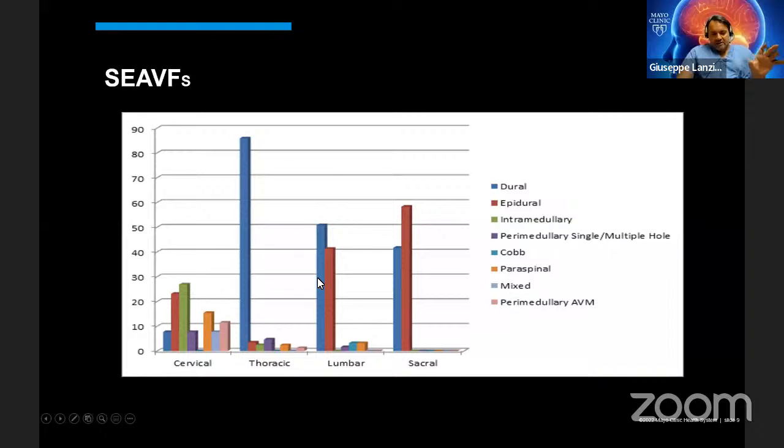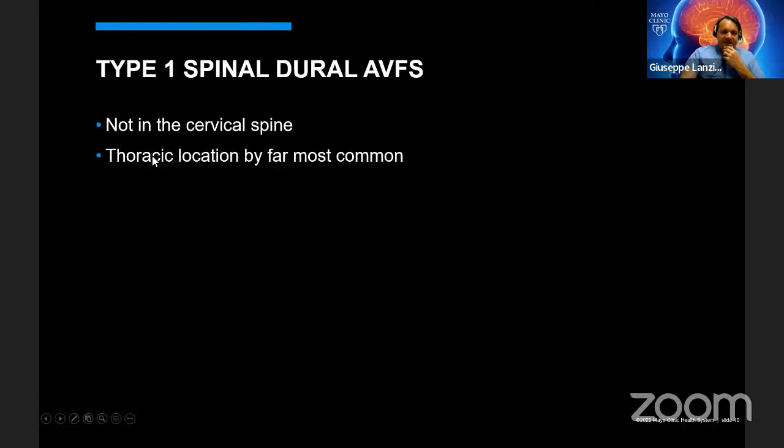And even more interesting is that when we try to look at the different distribution between these two types, what we notice is that the type 1 dural, properly called the dural AV fistulas, are not in the cervical spine. They are almost exceptional. Of course, if you exclude the craniocervical junction ones, but that's a category on its own. They are much closer to the intracranial dural AV fistula.